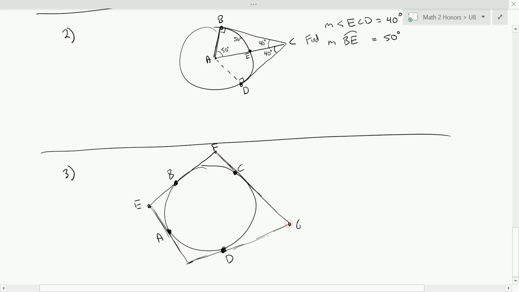F, G, and H. And another way to describe this picture is the circle is inscribed inside of a quadrilateral, right? That's what's happening here. We've got a circle inscribed in a quadrilateral. So based on what you learned in number 2 and before number 2, can you make any statements about the lengths of segments here?